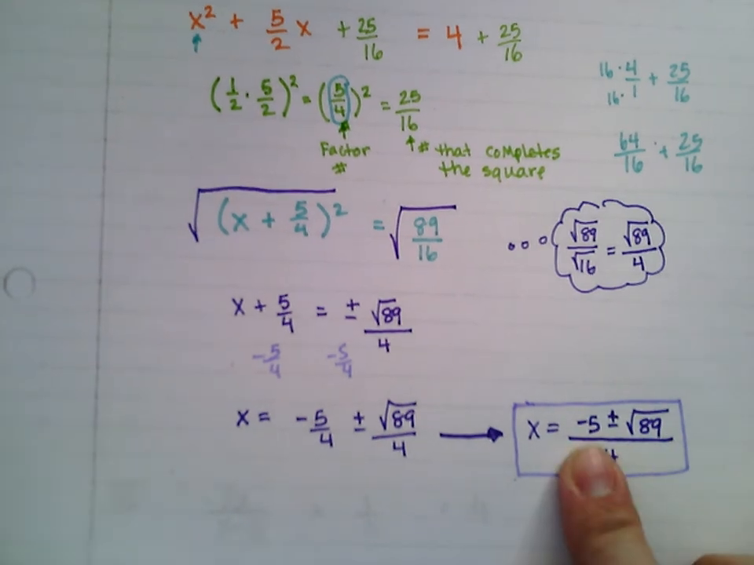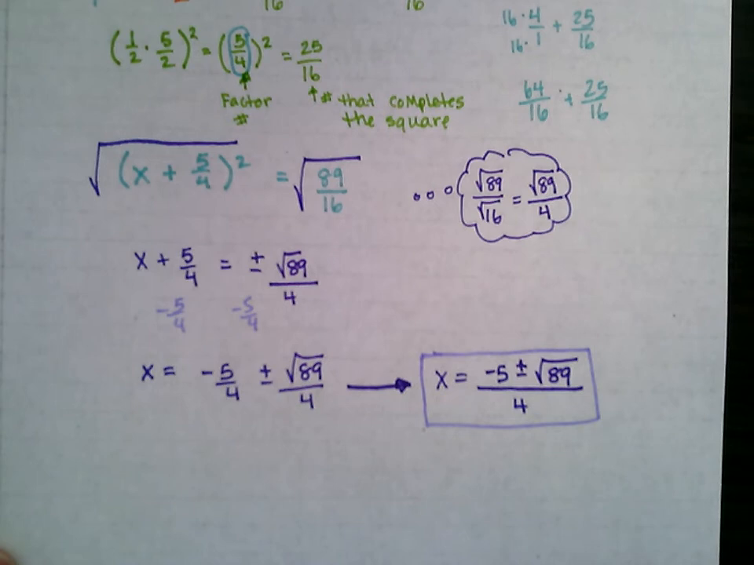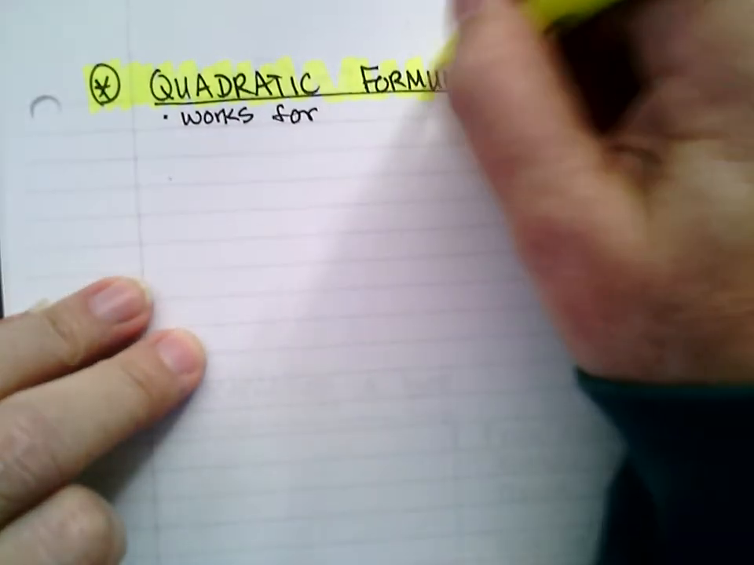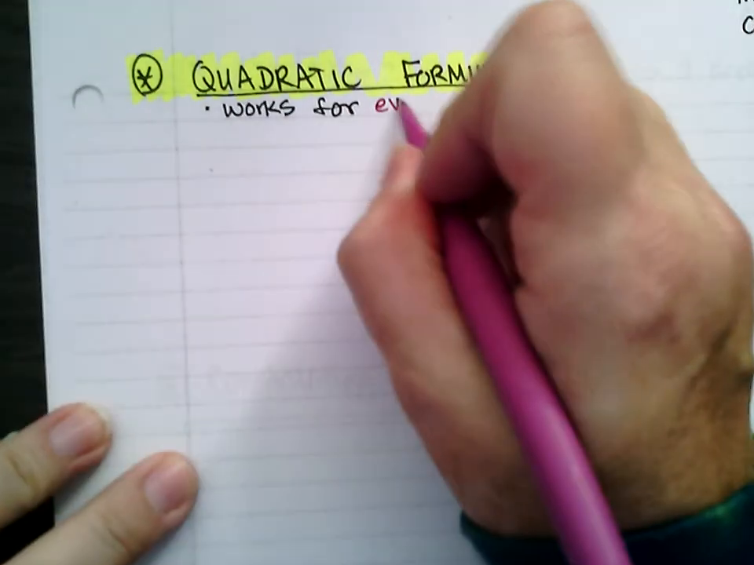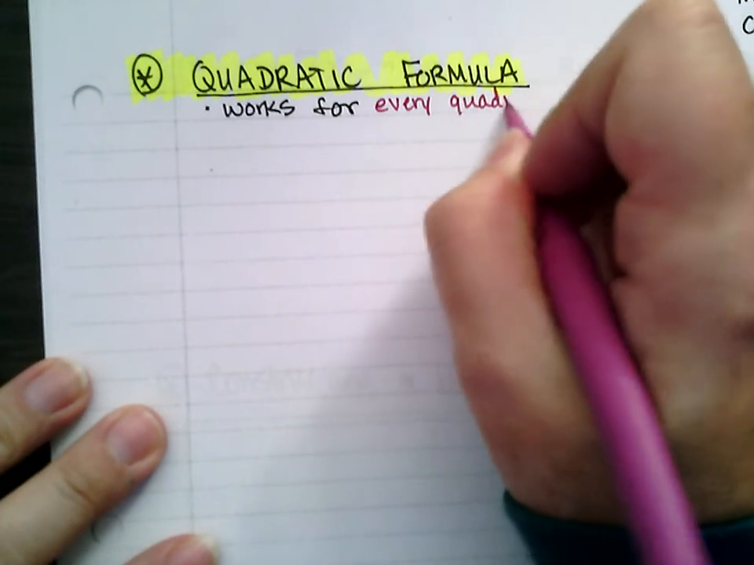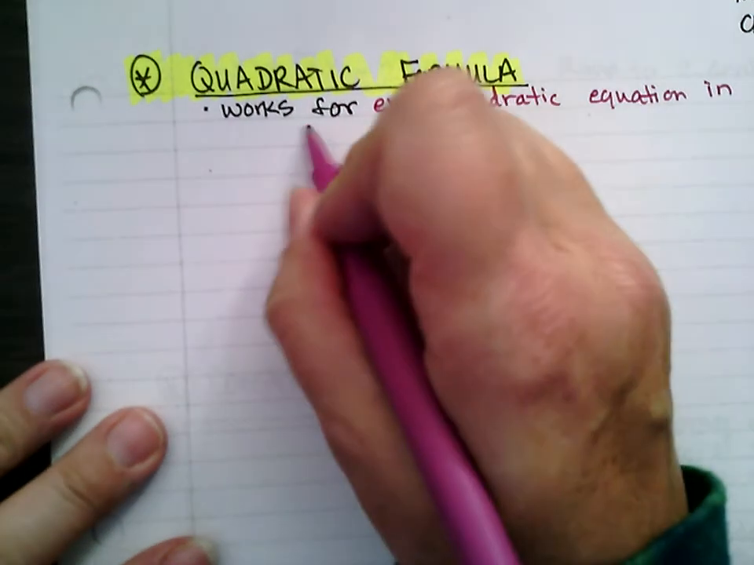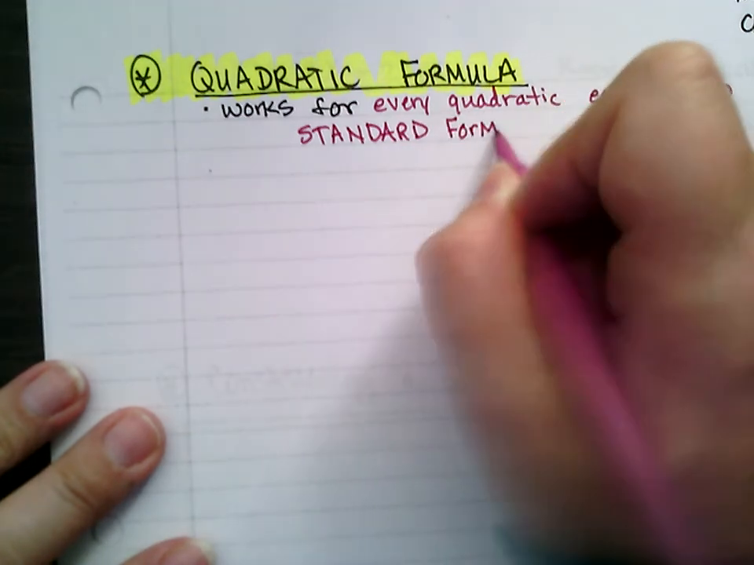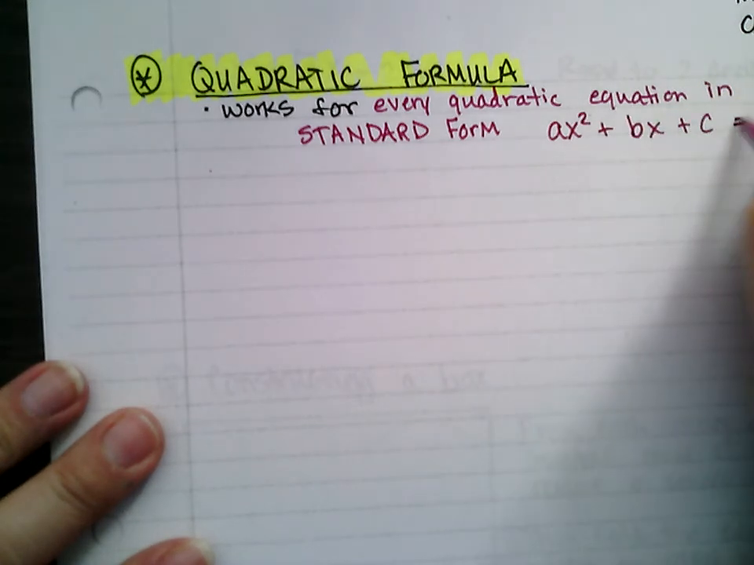Now this format should look really familiar to you because it reminds us a lot of what we get with the quadratic formula, which happens to be the fourth method that we are going to talk about for solving quadratic equations. The quadratic formula works for every quadratic equation that is in standard form. Standard form is ax squared plus bx plus c equals 0.